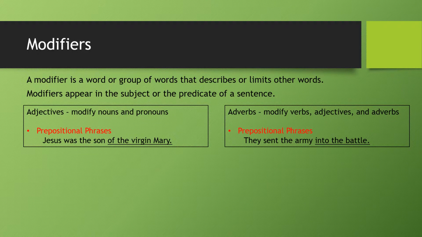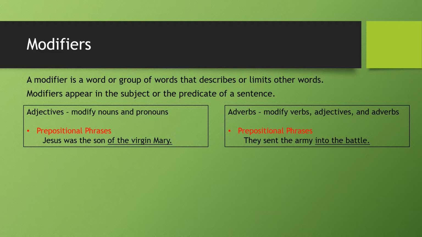Both of these can be found in prepositional phrases. An adjective prepositional phrase: Jesus was the son of the Virgin Mary. The prepositional phrase of the Virgin Mary modifies the word son. Jesus was the son of the Virgin Mary.